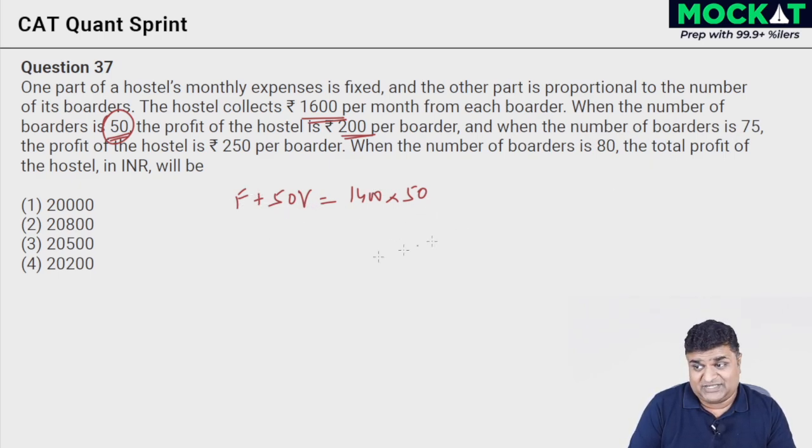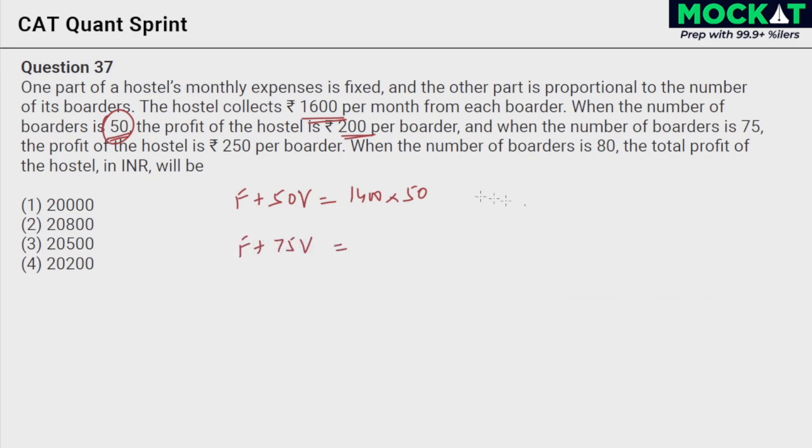Now, when the number was 75, then it's F plus 75V, the total cost. The profit is what is told to us, that's 250 per boarder. Now, if the profit is 250, 1600 minus 250 is 1350. But for how many such boarders? 75 such boarders, into 75, right? F plus 75V is 1350 into 75.